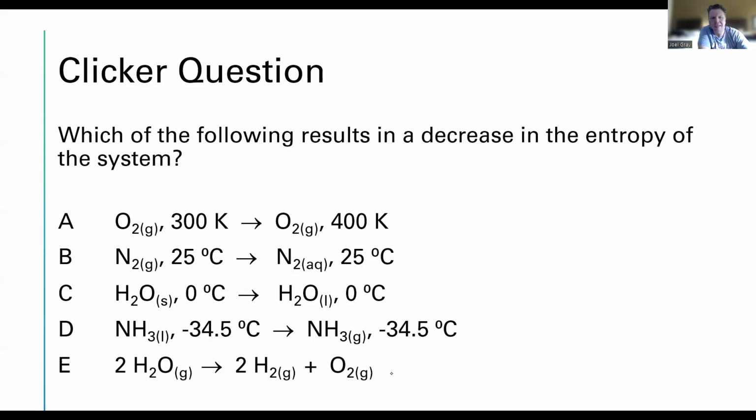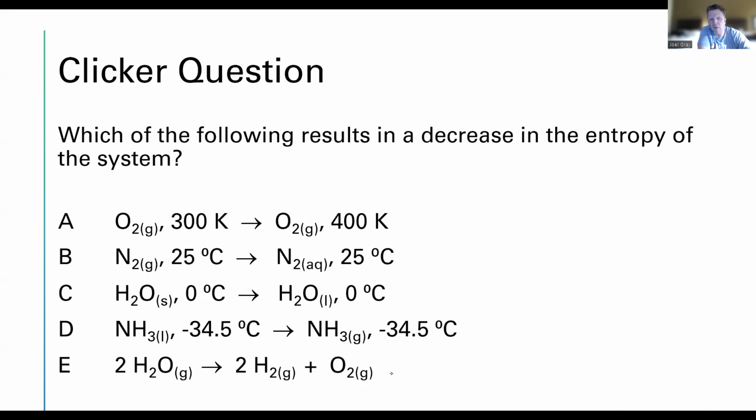Answer option D is NH3, ammonia, at negative 34.5 degrees Celsius going all the way to a gas at negative 34.5 degrees Celsius. Well, all that we're seeing is a liquid going to a gas, and a liquid going to a gas is a phase change that's going to increase our entropy.